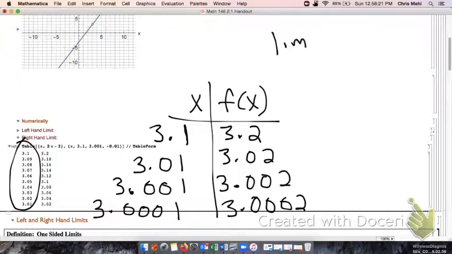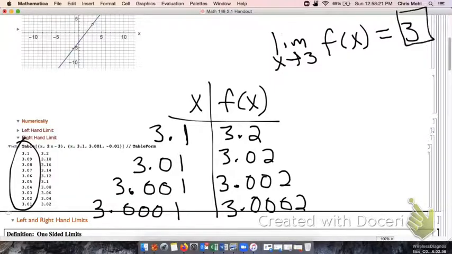And since you have the same behavior on both sides, I would say that the limit of f of x as x approaches 3, the outputs are getting closer and closer to positive 3. And remember, again, the function does not exist.